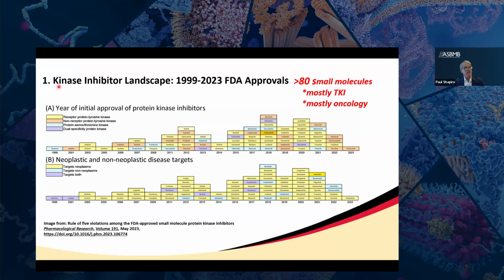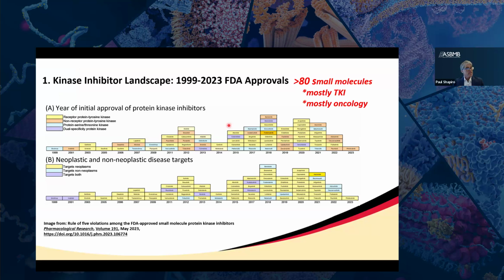So just as a review of the kinase inhibitor landscape, you probably can't see the words in here, but that's not important. These are the FDA approvals of small molecules that have been targeting protein kinases over the last about 25 years. There are two key points that I want to bring home here: most of these inhibitors target tyrosine kinases, and most of them are targeting oncology or cancers, different types of cancers. And you can see there's about 80 small molecules now from up until 2024. 2024 is not indicated here.